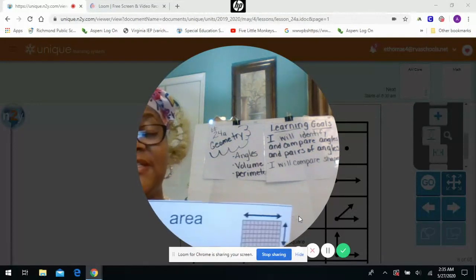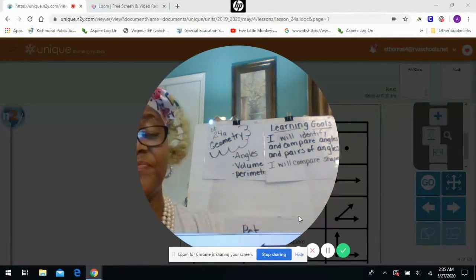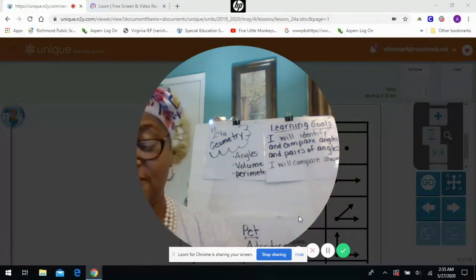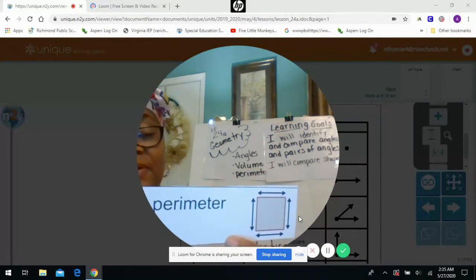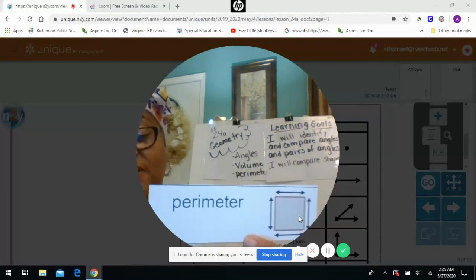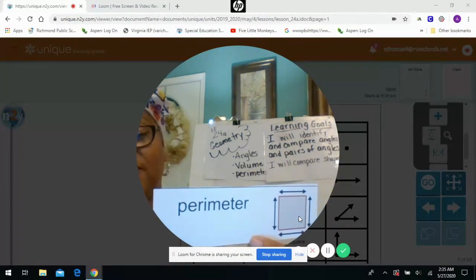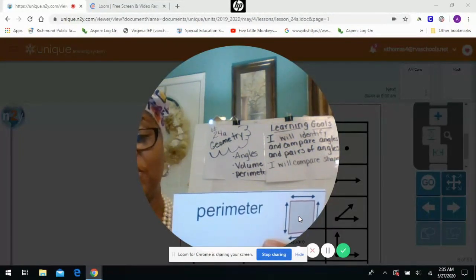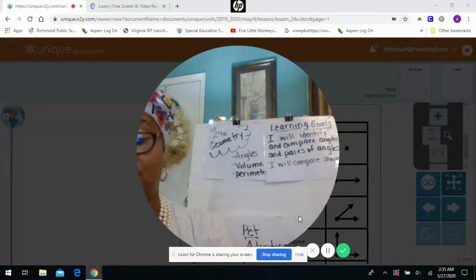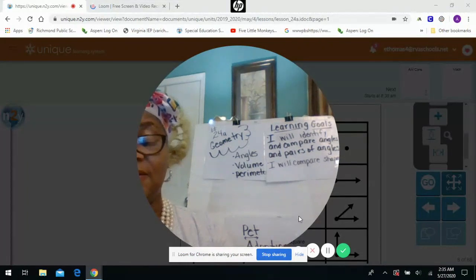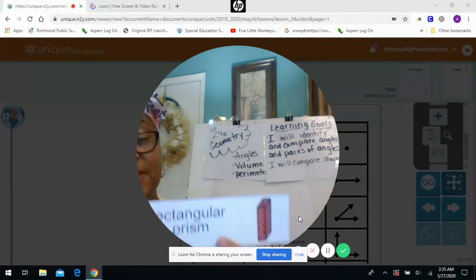Okay, so this word is area. It's another word that says area. Perimeter. The boundary outside of the shape or an area. The boundary, what's on the outside. You only do the outside. The area is the whole thing. Okay, a rectangular prism.